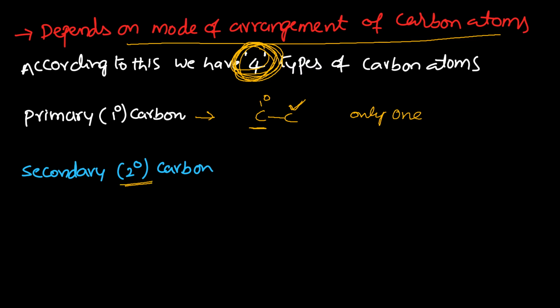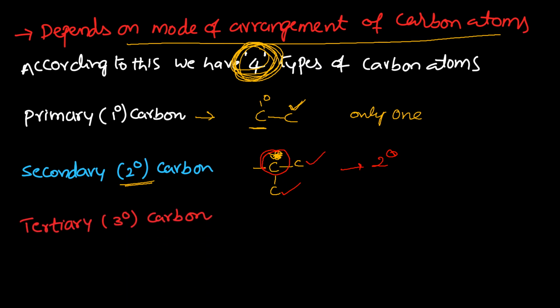Whereas the secondary carbon atom is linked with two different carbon atoms. For example, if you consider this carbon atom which I marked with red color, this one is combined with two different carbon atoms. So if the carbon atom is attached with two different carbon atoms, that is known as a secondary carbon atom. Similarly, if the carbon atom is attached to three different carbon atoms, for example the carbon atom marked in yellow color, is attached to three different carbon atoms.